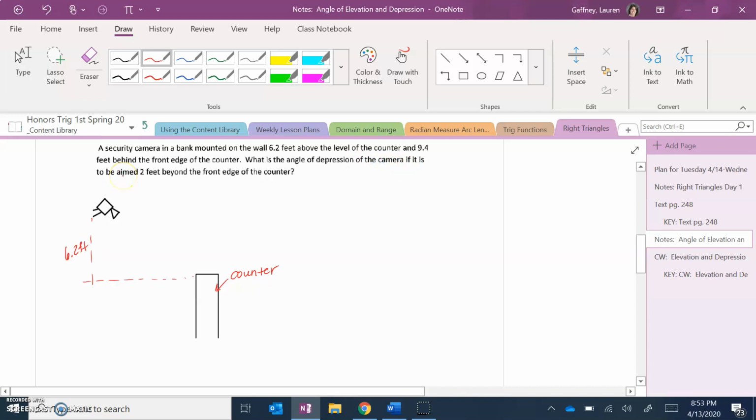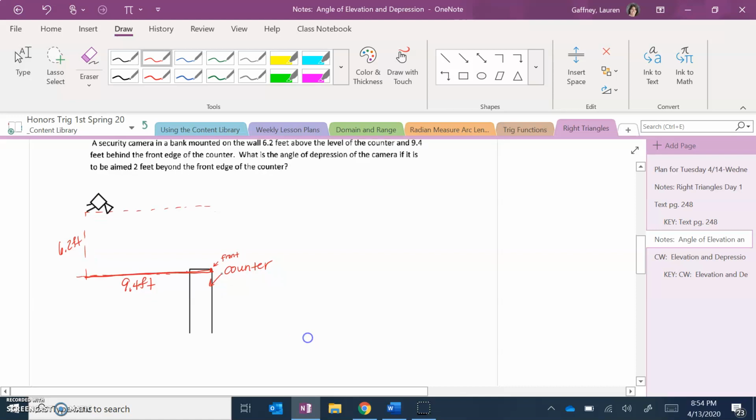Okay? And 9.4 feet behind the front edge of the counter. So this is the front edge. So this is 9.4 feet. What is the angle of depression? So remember, we would create this horizontal so that it's parallel with this guy. The angle of depression is going to be, let's keep reading, hold on. If it's to be aimed 2 feet beyond the front edge of the counter.